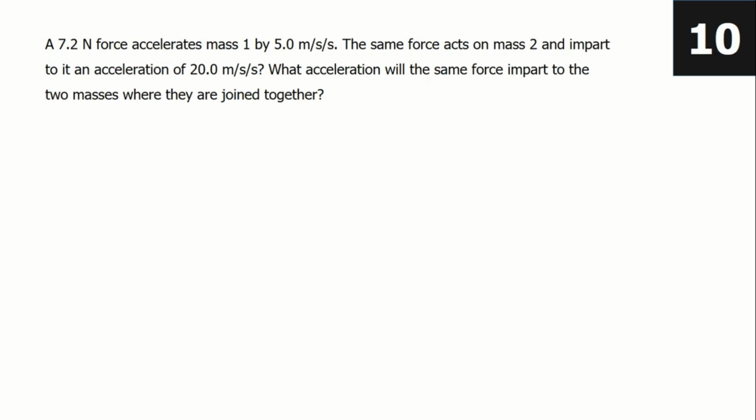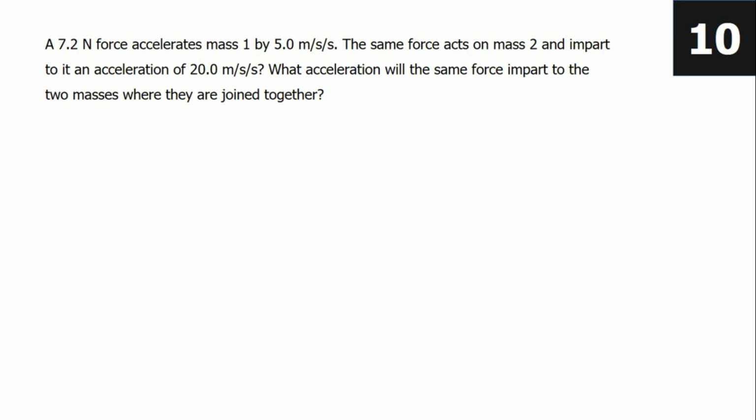Okay, on item 10. So again, this is a multiple step item. So you would have to do several steps to come up with your final answer. A 7.2 Newton force accelerates mass 1 by 5 meter per second squared. So here, what you should be realizing is you're not given the mass, but at least you're given the force and the acceleration. So you can still solve for the mass of object 1.